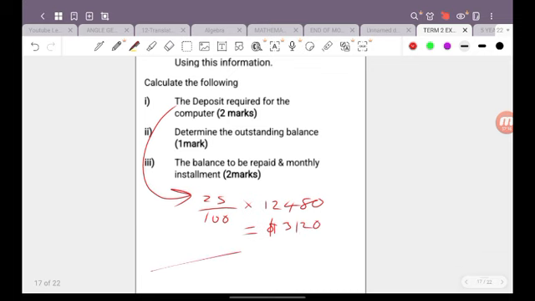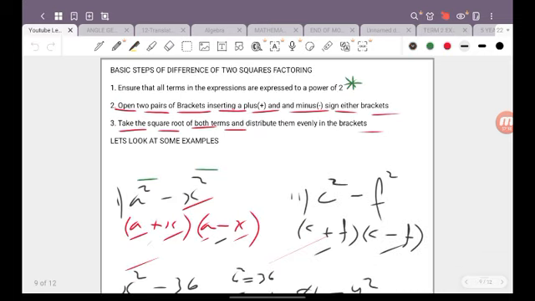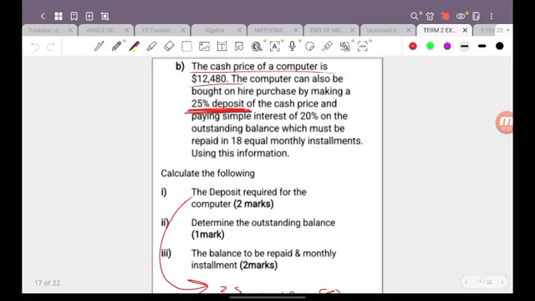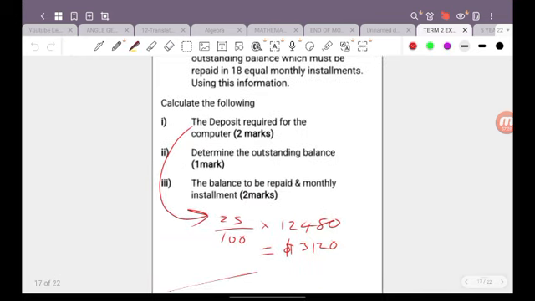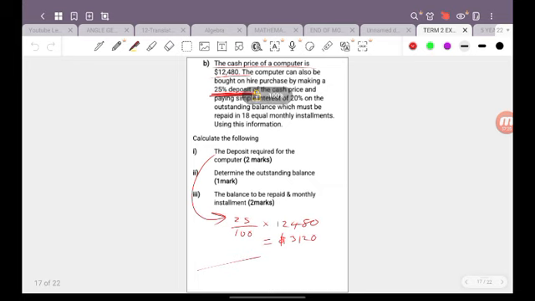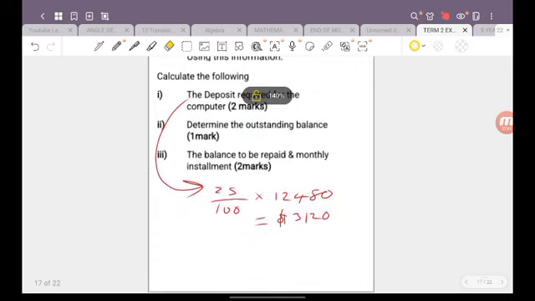$3,120. Now it proceeds here. The question proceeds then to ask us to determine the outstanding balance. Now remember that once you take the computer out on a hire purchase deal, the moment you take out an item and you make a deposit, you're still going to owe them.